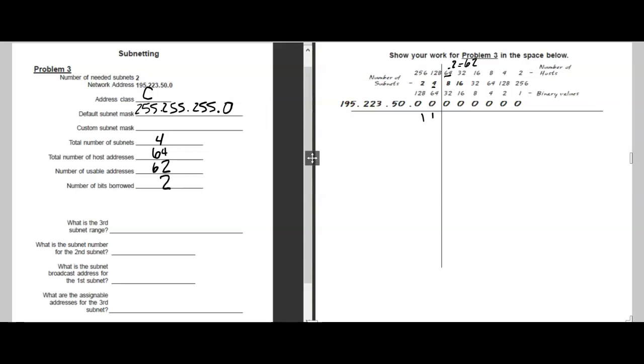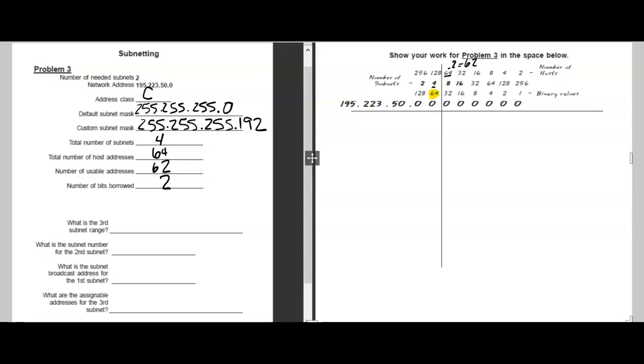And so 128 plus 64 is 192. So our custom mask is 255.255.255.192. Okay, so we only have to create a total of 4 networks, right? Because we only need 4 subnets. So I'm going to count by the binary value of the last bit I borrowed. So the binary value of the last bit I borrowed is a 64.